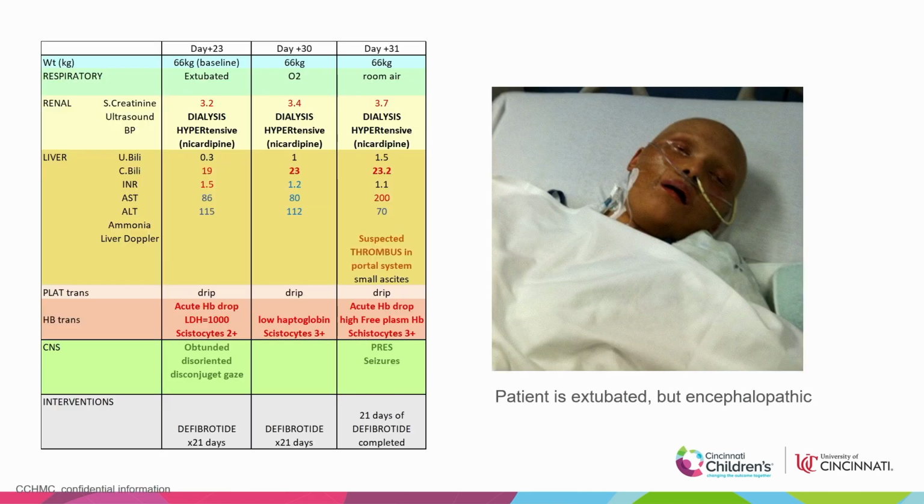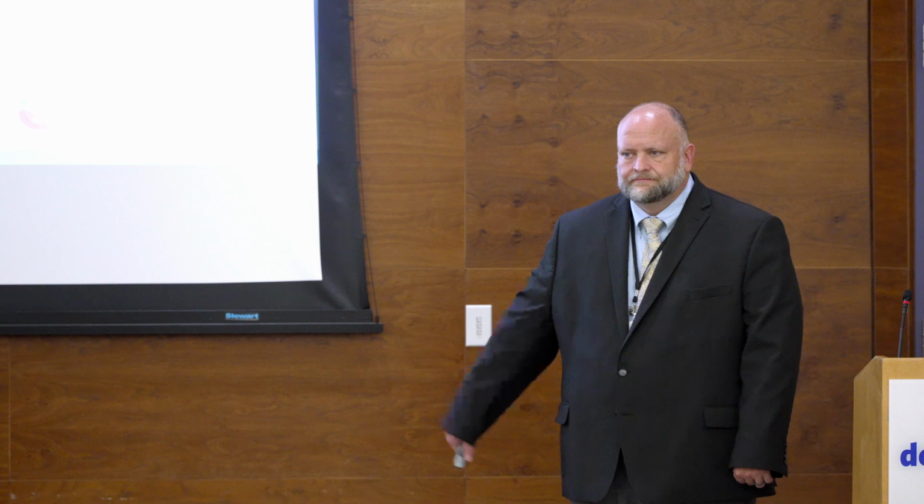Okay, so now the patient's encephalopathic. What's causing the encephalopathy? Ammonia is probably still high. They didn't tell us. But there's a suspected thrombus in the portal system, small ascites. Hemoglobin's low, platelets are a little low. You're still needing to give platelets quite a bit. You have some schistocytes. What else could be going on here? TMA, right? Yeah.